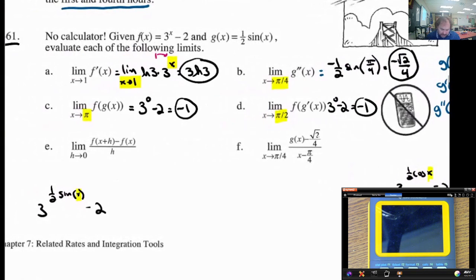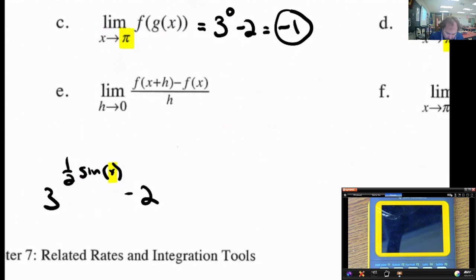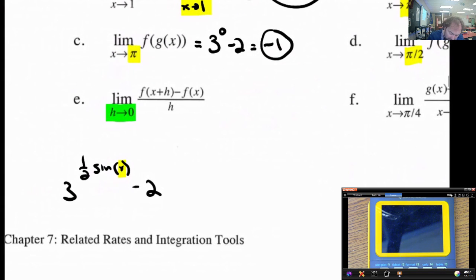For question E, E is a formal definition of a derivative formula. It's the limit as h approaches 0 of f of x plus h minus f of x over h. This is literally asking us what f prime of x is. This is the formal definition for the derivative.